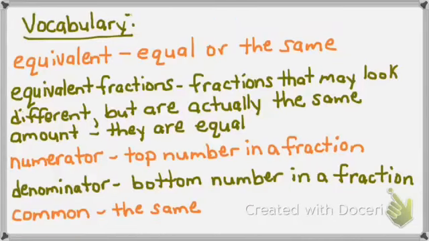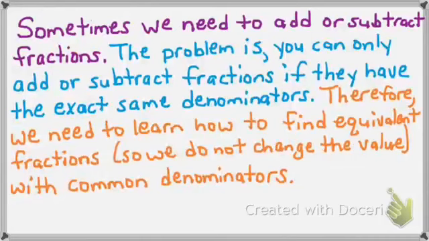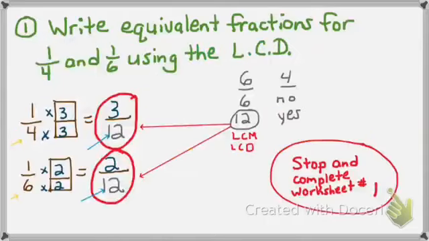So let's review. Equivalent means equal or the same. Equivalent fractions are fractions that may look different but are actually the same amount. They're equal to the original fraction that you started with. Numerator is the top number in a fraction, denominator is the bottom number in the fraction, and common means the same. Sometimes we need to add or subtract fractions, but you can only do that if the denominators are identical. They're exactly the same. So therefore we need to learn this lesson to find equivalent fractions with common denominators.